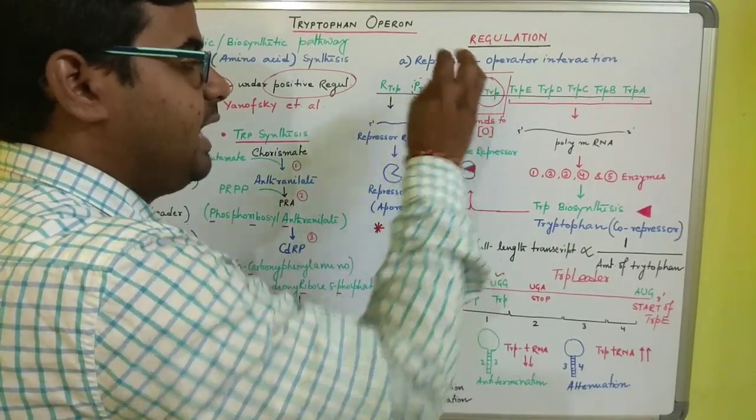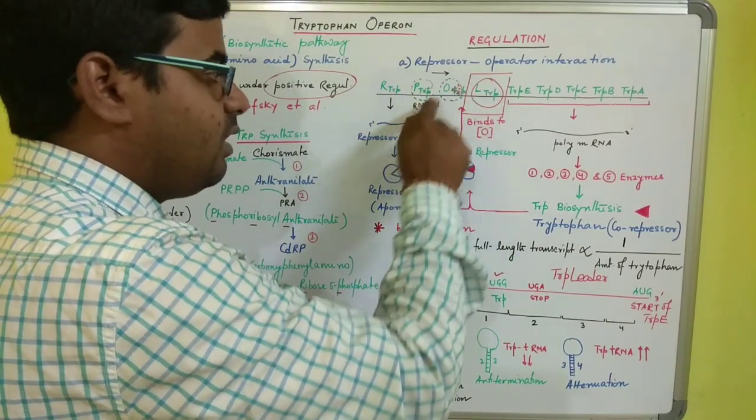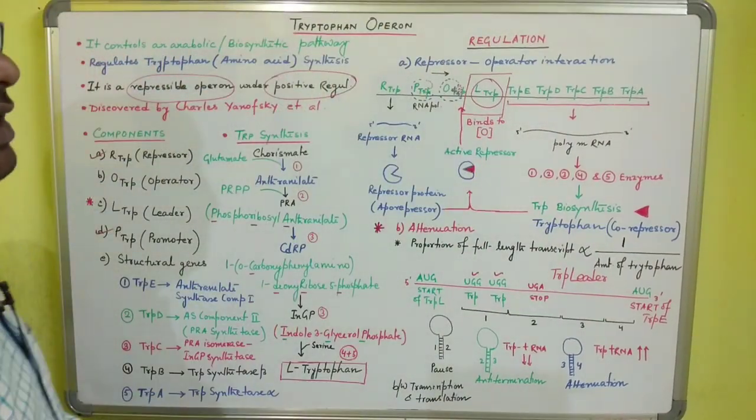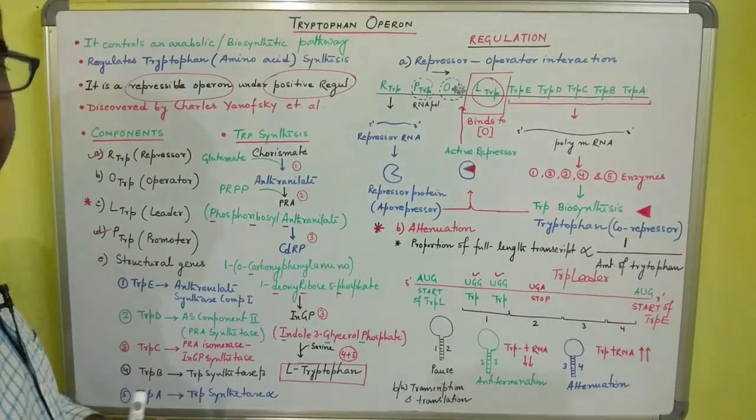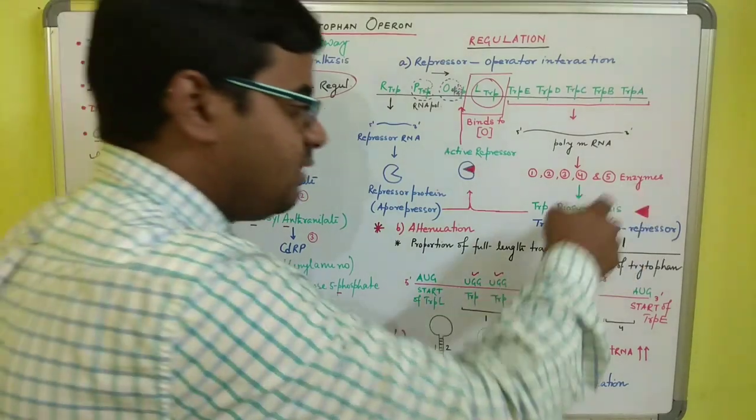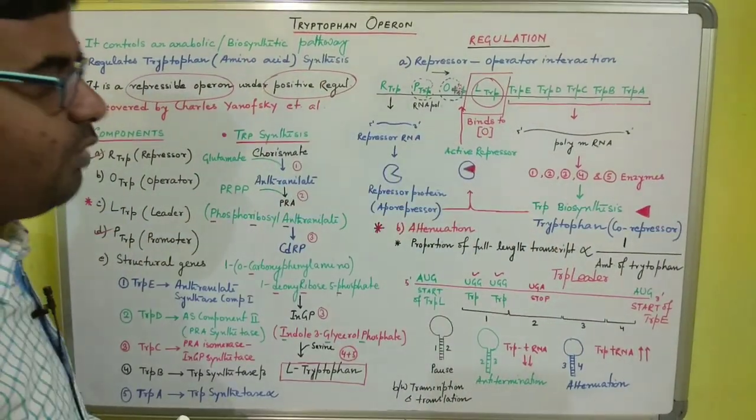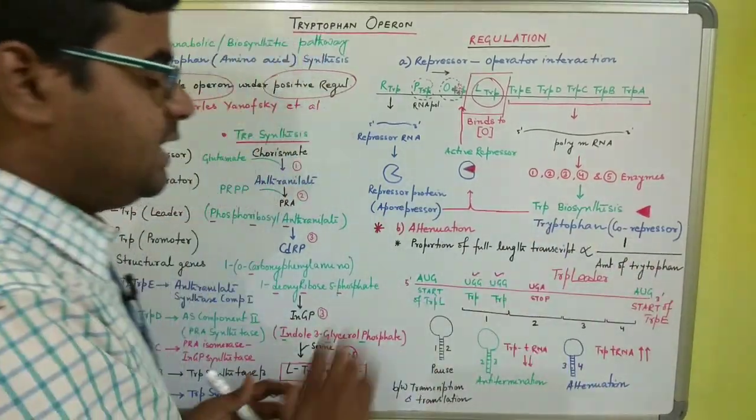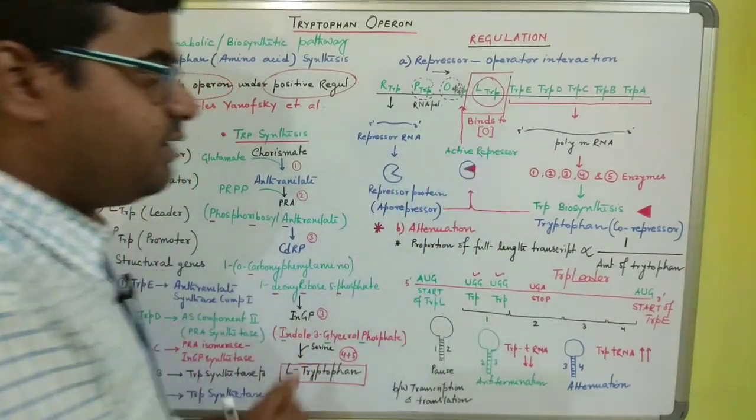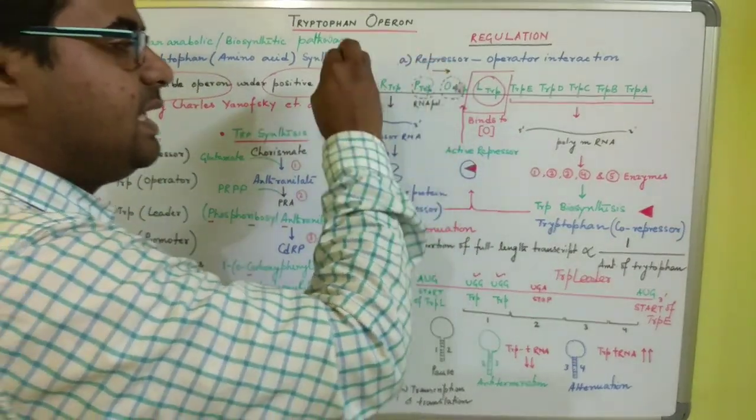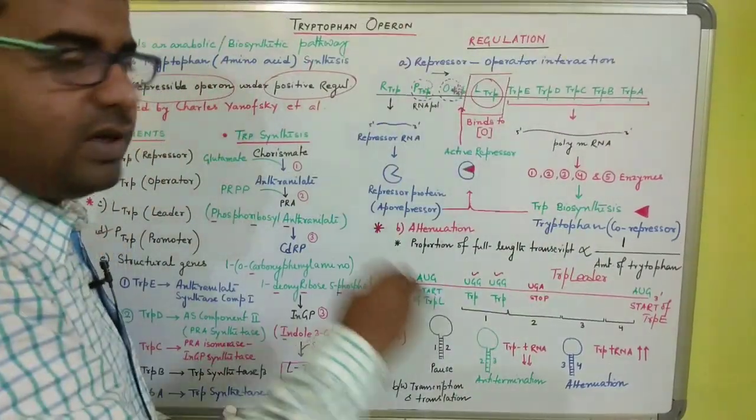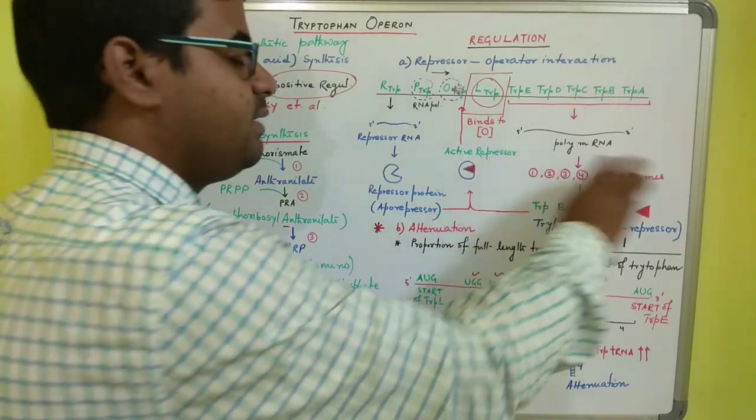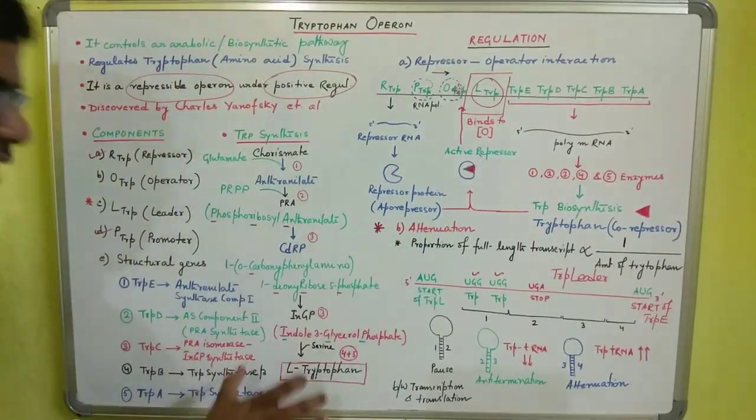It binds with the operator and inhibits the forward movement of the RNA polymerase. As a result, the transcription of these 5 structural genes does not occur, and this operon becomes switched off in the presence of tryptophan. While when tryptophan is not present in the cell, that means the co-repressor is absent, this aporepressor cannot be converted into active repressor, and it cannot bind with the operator. As a result, the RNA polymerase will move forward, and transcription of these 5 structural genes will take place, and it will form 5 different proteins that help in the biosynthesis of tryptophan.